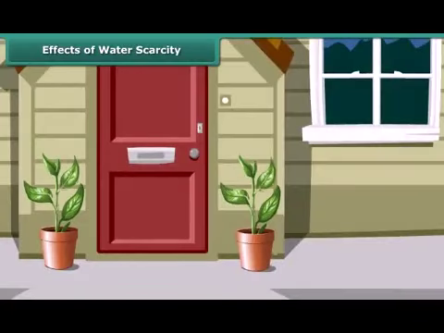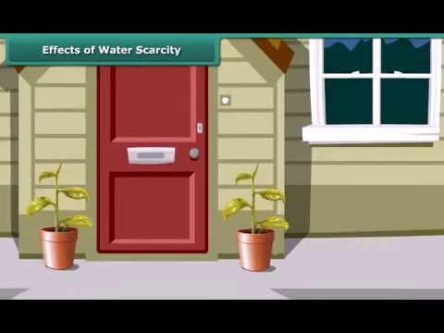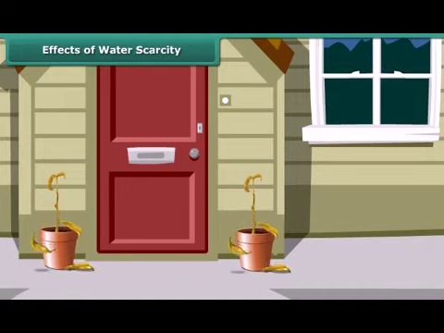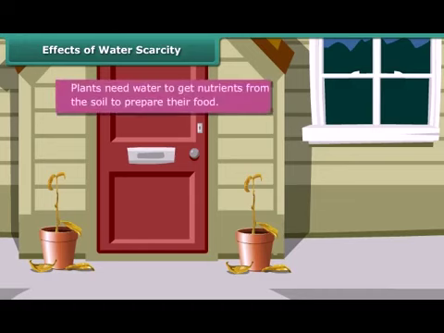Let us study the effect of water scarcity on plants. You are out on a holiday. When you return home after a week, you see that your plants have wilted. Why? You know the reason very well. They did not get water for a week. Plants need water to get nutrients from the soil to prepare their food. Non-availability of water causes them to wilt and ultimately die.